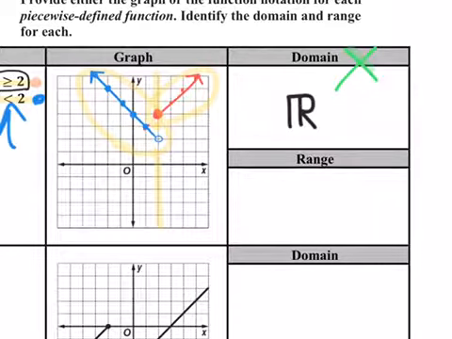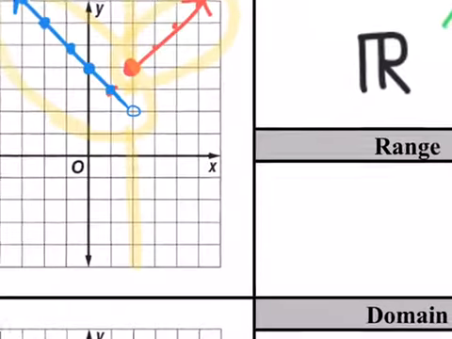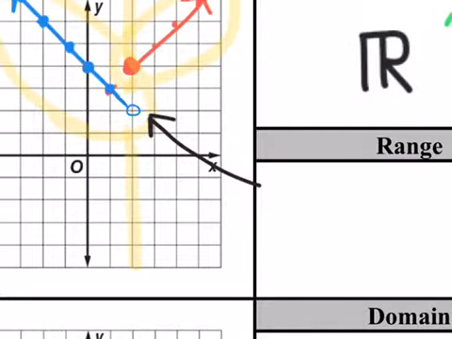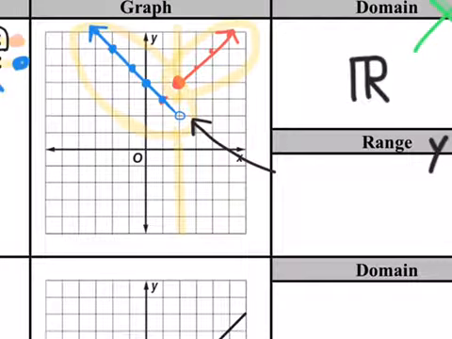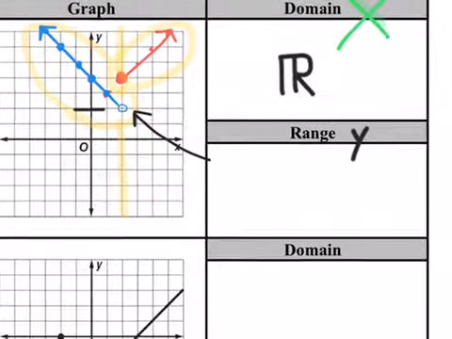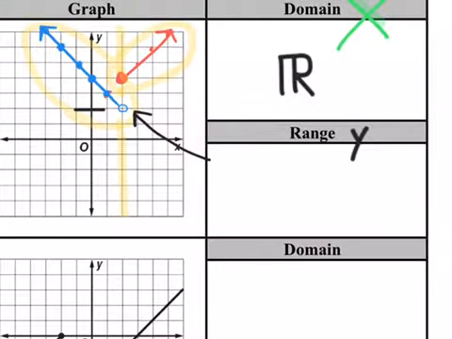Now, for the range, which is all y values, this is not true, because we can see that this is the lowest we ever get. That's a y value of 2. And notice it's an open circle, so I will not include it.